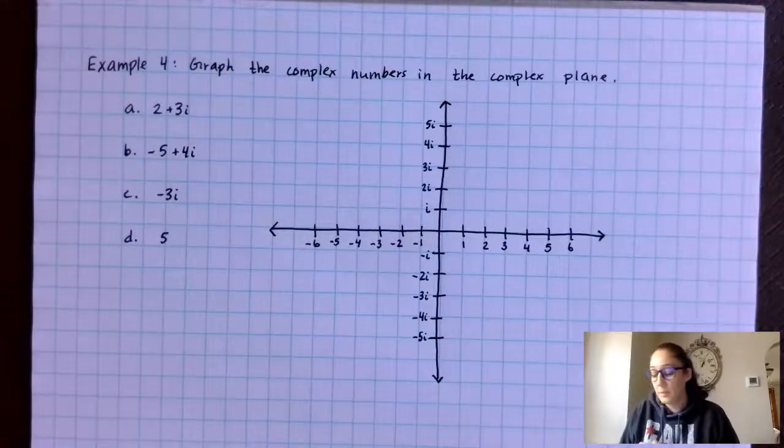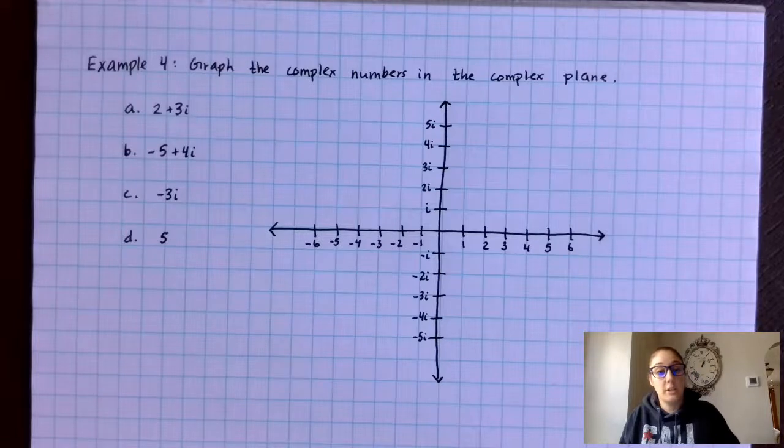Alright, in this example, we are going to be graphing. Just like we can graph real numbers, like a coordinate 3, comma 2, we can graph imaginary numbers as well. Specifically, we're graphing a complex number, so it's a combination of a real number and then an imaginary number.